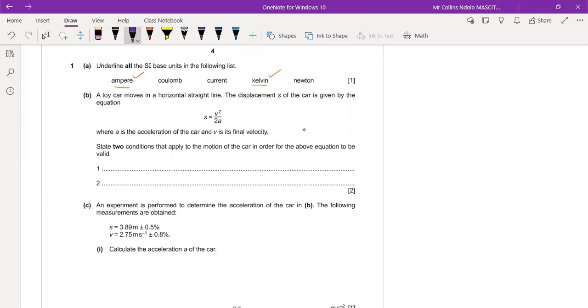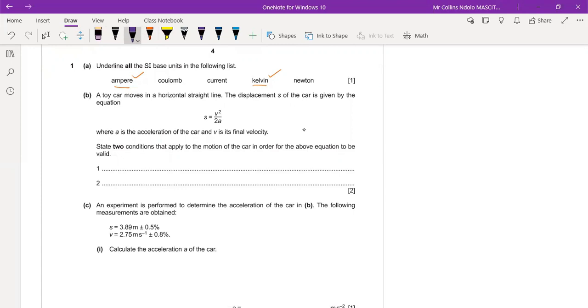Now, a toy car moves in a horizontal straight line. The displacement S of the car is given by the equation S is equal to V squared over 2A, where A is the acceleration of the car and V is the final velocity. State two conditions that apply to the motion of the car in order for the above equation to be valid.